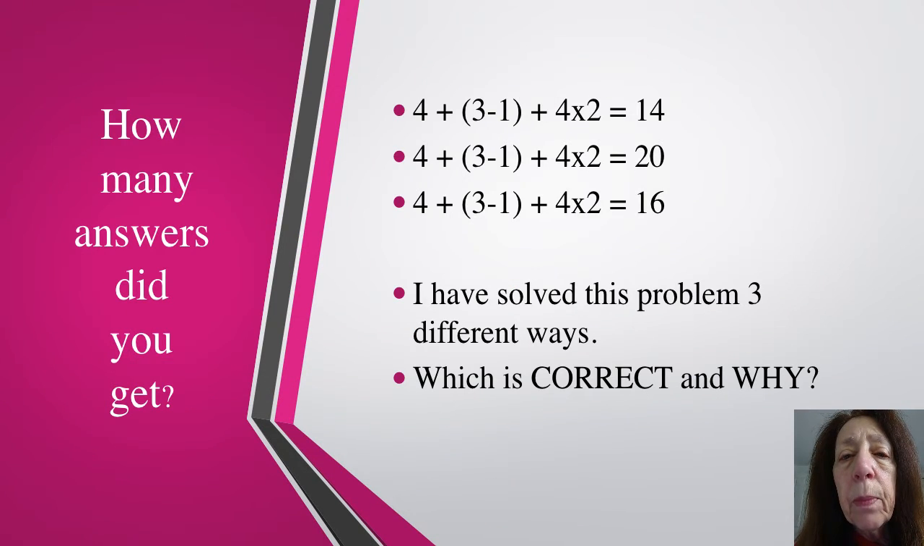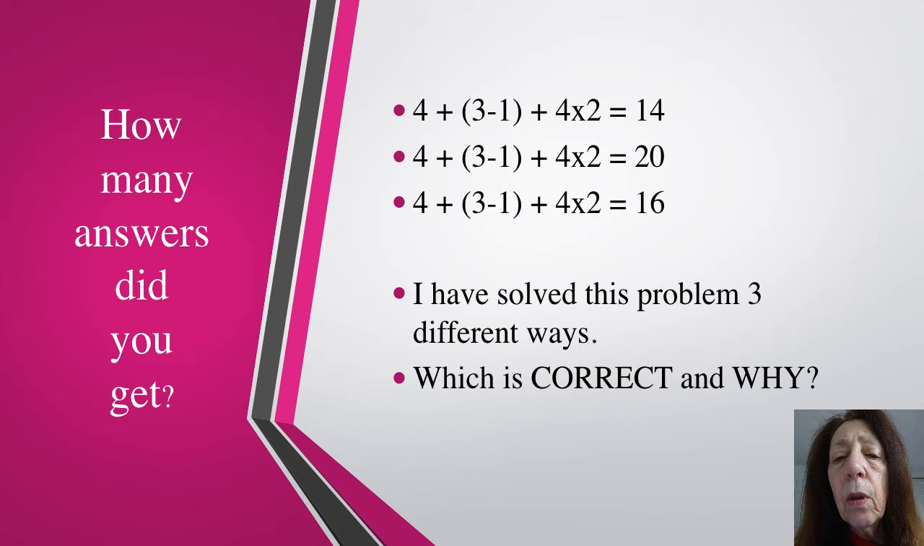Try to follow along with me because this could be confusing, but I'm going to show you why there's a reason we need order. This problem is done now 3 times, and I got 3 different answers. Which is the correct answer? So if I do 4 plus 3 minus 1, which is 2, 4 plus 2 is 6, plus, I'm going to group now, 4 times 2 is 8, so we have 6 plus 8, I get an answer of 14.